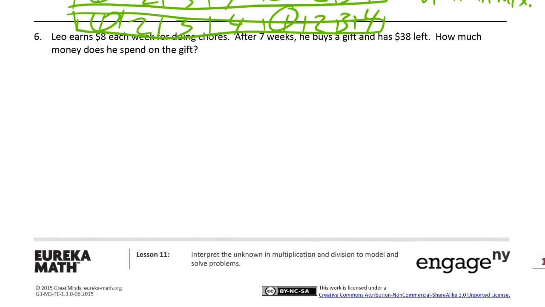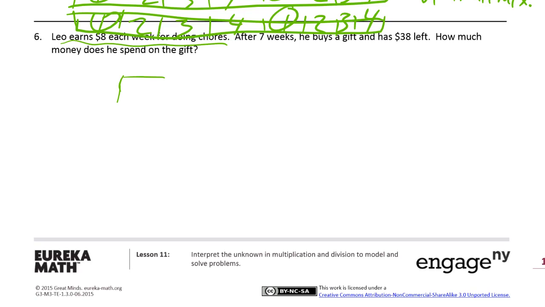Leo earns $8 each week for doing chores. After 7 weeks, he buys a gift and has $38 left. How much money does he spend on the gift? So each week, we're just going to draw what it says in the first sentence. Don't even think about it yet. He earns $8 each week for doing chores. So here's a week.